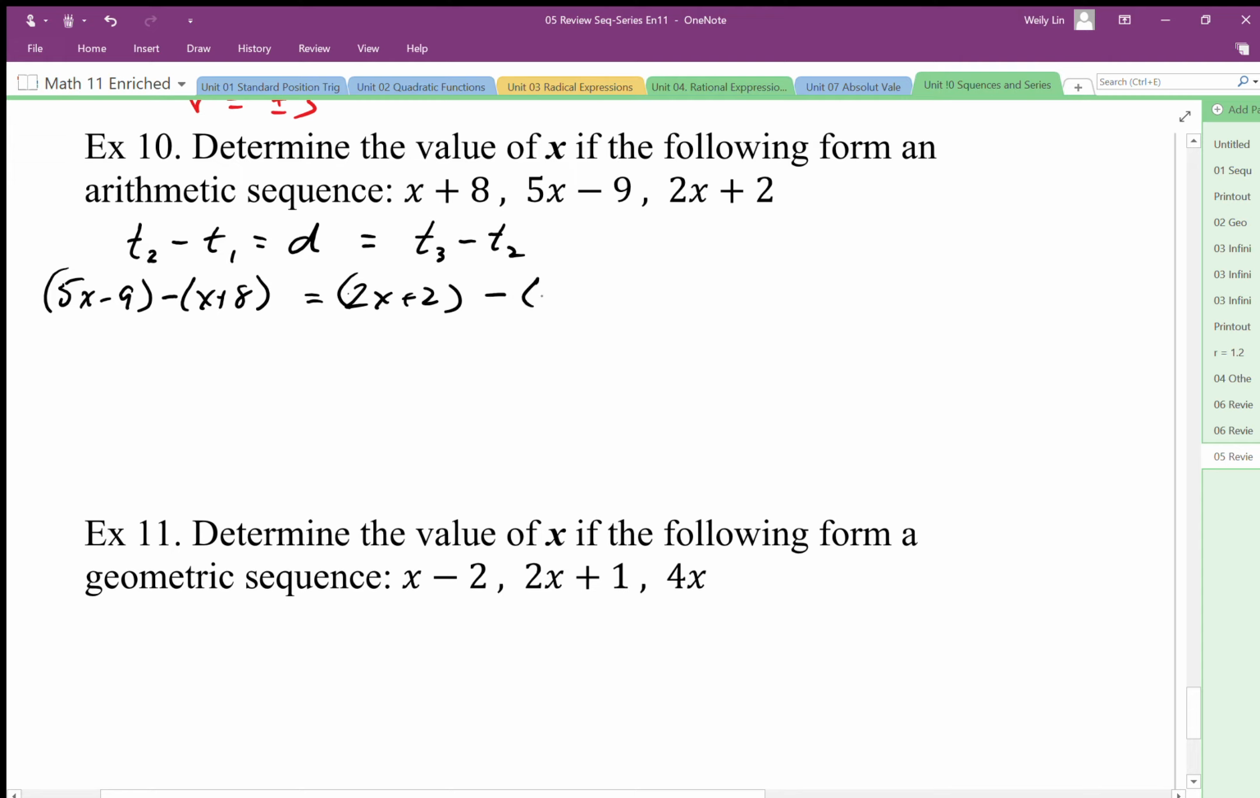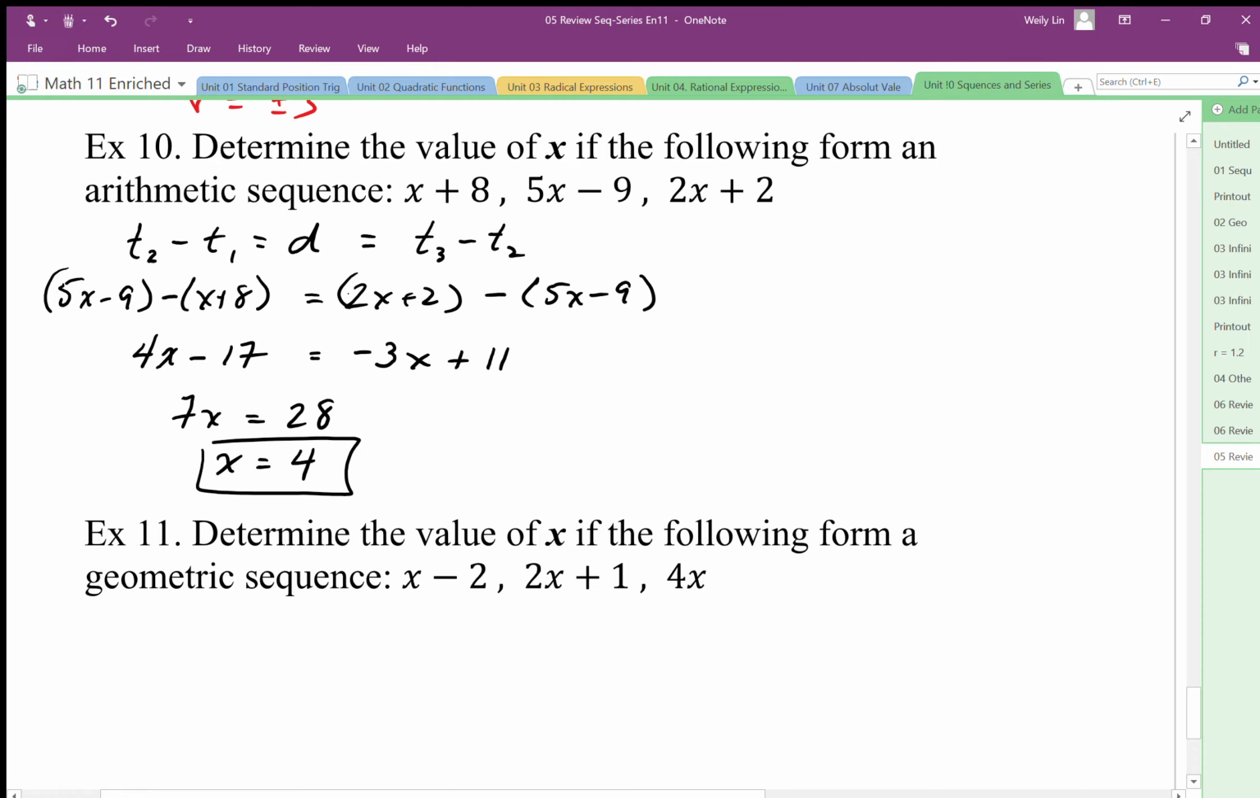minus t2. And since they're both equal to the common difference, they're equal to each other, I've now come up with an equation that allows me to solve for x. 4x minus 17 is equal to negative 3x minus 2 minus negative 9, which is going to be plus 9. It's going to be plus 11. So now I have an equation with 1x. I can solve for x. 7x is equal to 28. I get x is equal to 4.